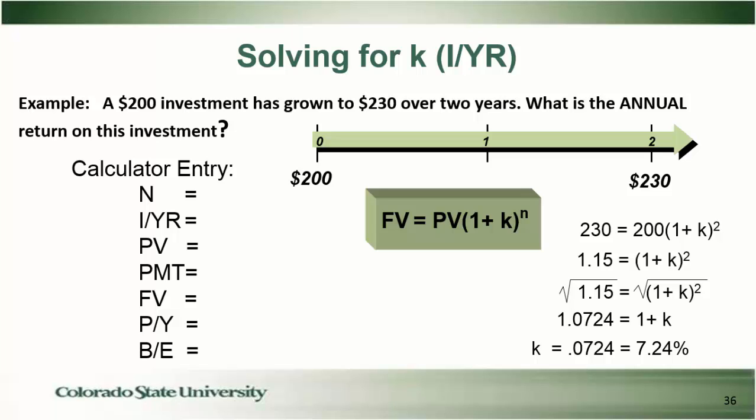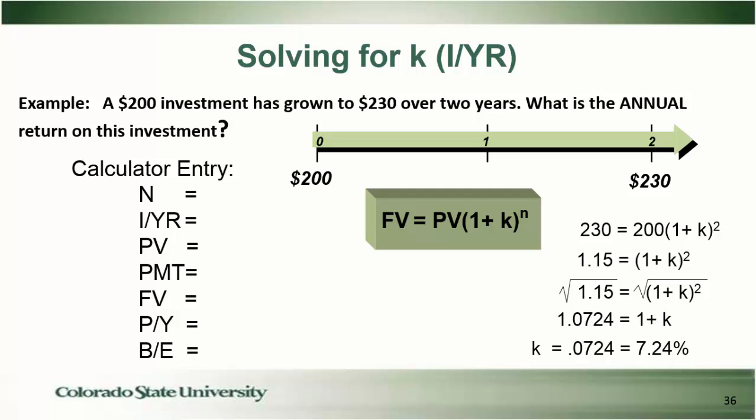Now we've solved for present value, future value, and payment, but we haven't solved for K or for N. So let's take a look at that. Here's an example. If I have $200 and it grows to $230 over 2 years, what is the annual return on this investment? In other words, what is K?